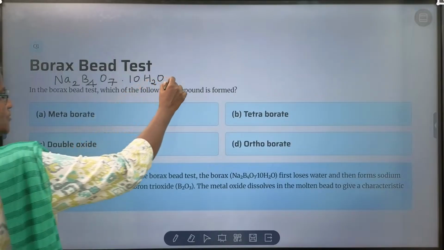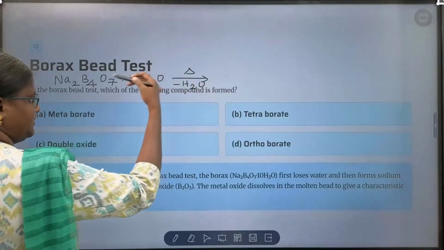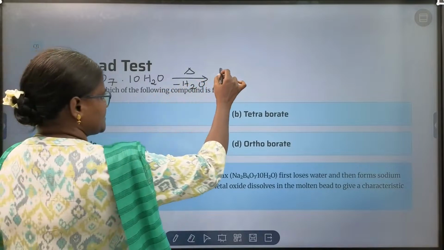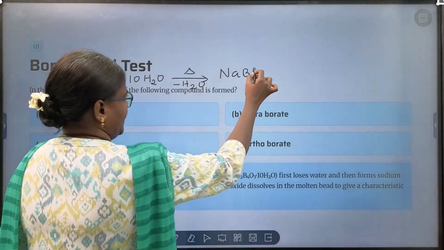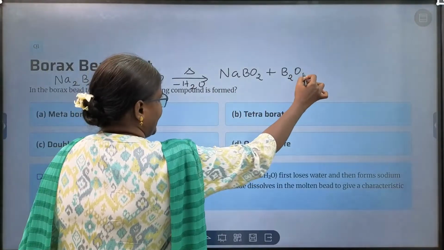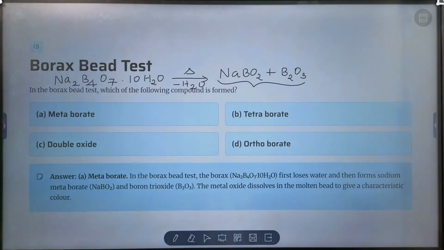I told you we will strongly heat this. When you heat this, the water of crystallization will get removed, 10 moles of water will get removed, and you will be getting sodium metaborate, NaBO2, with boric anhydride. And the mixture of these two, sodium metaborate and boric anhydride, is actually the glassy bead.